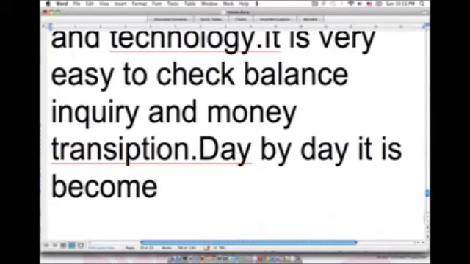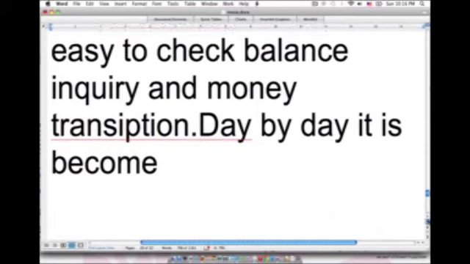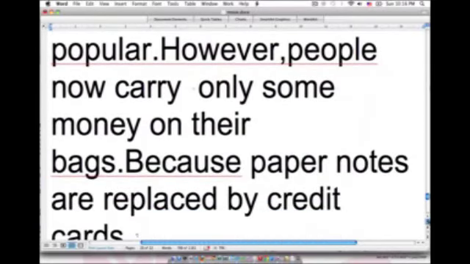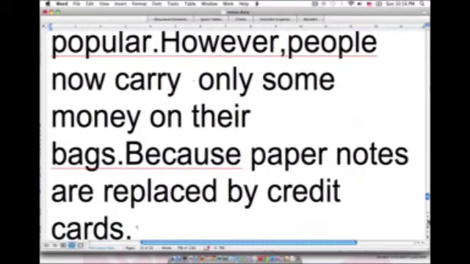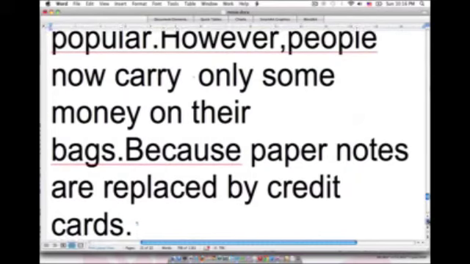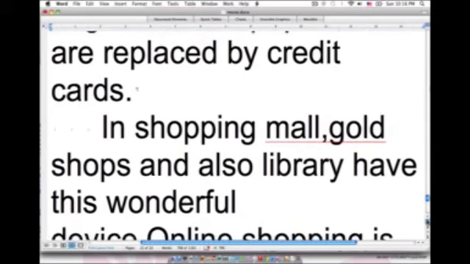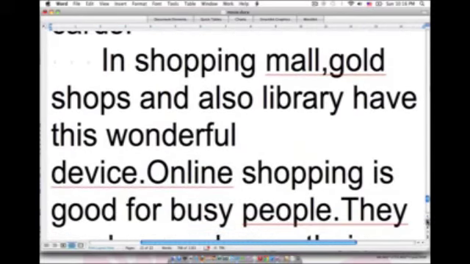Day by day, it is become popular. However, people now carry only some money on their bags. Because paper notes are replaced by credit cards. In shopping mall, gold shops and also library have this wonderful device.